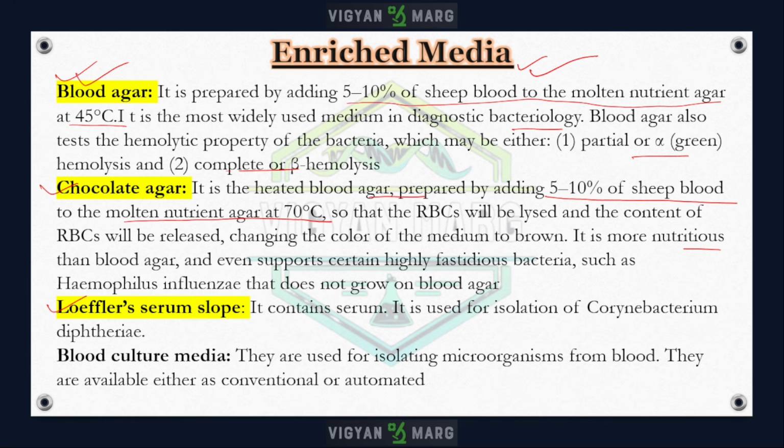And another is Loeffler serum slope, which contains serum and is particularly useful for isolation of Corynebacterium diphtheriae. And finally, blood culture media, whether conventional bottles or automated systems, are enriched broths with nutrients and sometimes anticoagulants, designed to support very low numbers of bacteria in blood samples. In enriched media, we add complex biological materials to support delicate fastidious pathogens. Okay, this is the main concept of enriched media.